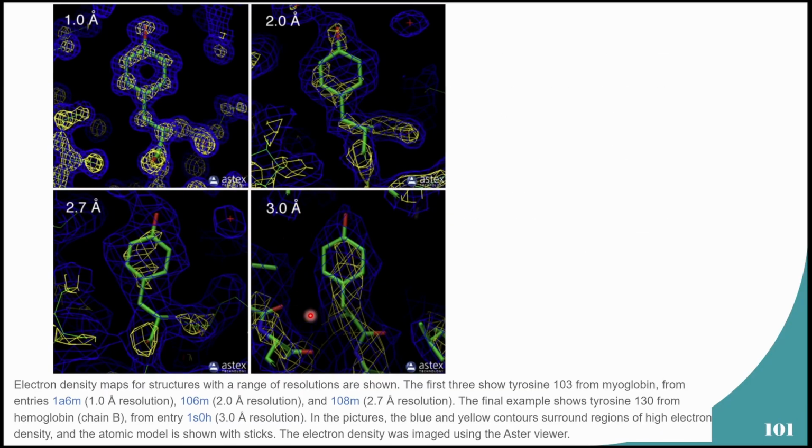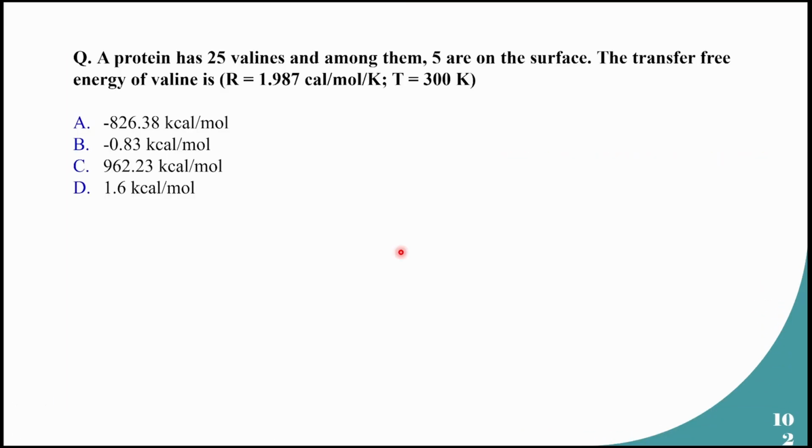So here is what was talked about: a higher value resolution structure lacking the finer details. This is the electron density map for the structures. You see that for the 1.0 angstrom resolution, the electron density map is quite subtle and captures the information quite well, whereas for the 3.0 angstrom, it does not, right? And yeah, so that was on the structural part.